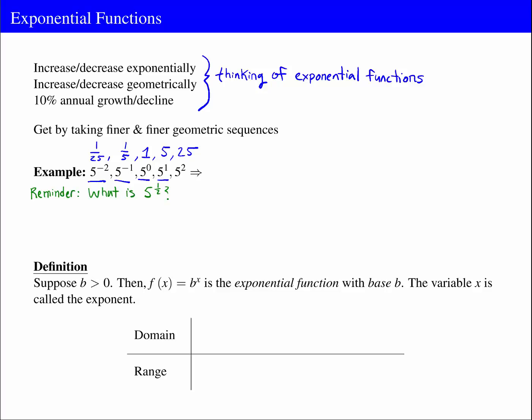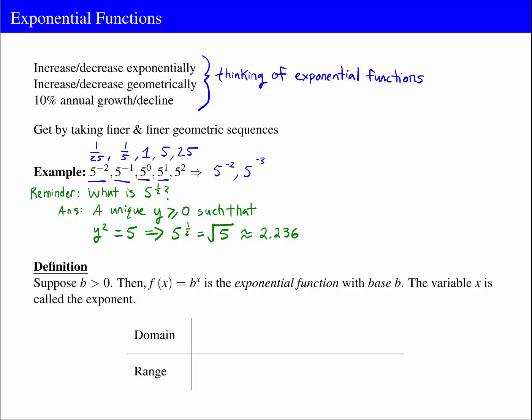When your computer computes 5 to the 1/2, it finds the unique positive number y such that y squared is equal to 5. That turns out to be an irrational number, and it's approximately 2.236. Once we know this, we can include the half powers in this geometric sequence. So the refinement could be 5 to the minus 2, 5 to the minus 3 over 2, 5 to the minus 1, 5 to the minus a half, 5 to the 0, 5 to the half, etc. It could go on in both directions.